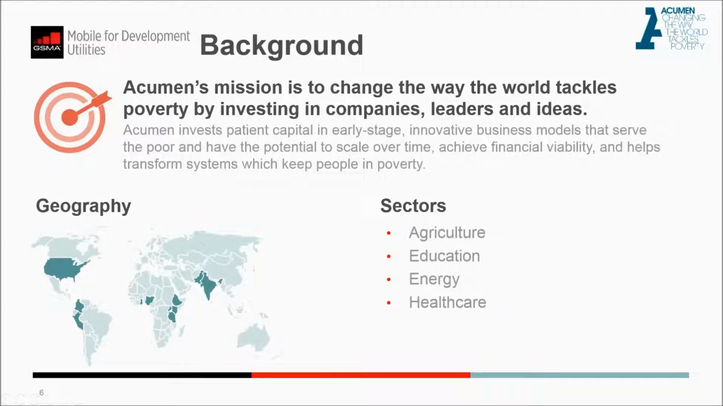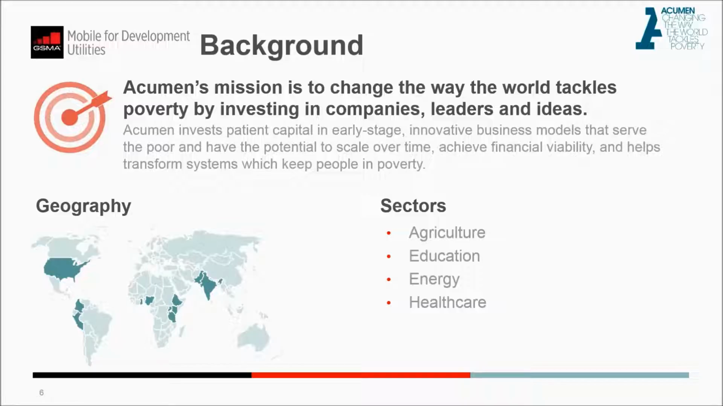So Acumen's mission is to change the way the world tackles poverty by investing in companies, leaders, and ideas. So we'll focus on the company side here today. Basically, Acumen invests long-term patient capital in early-stage, unproven business models that serve our target market, which is low-income populations in developing countries, and have the potential to scale over time, achieve financial viability, and really build some new markets and new systems for populations that traditionally have been left out of formal markets.